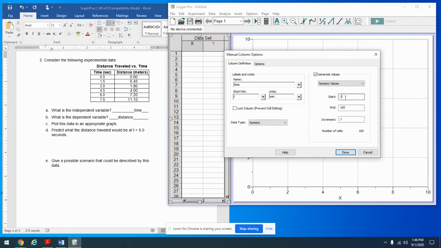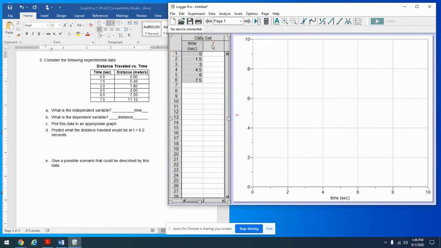I can do my generate values. You don't have to, but you can if you know how to do this. Easy trick. I want to go up to 7.5, and I want to go up by 1.5s. All right, so there's my first column done.